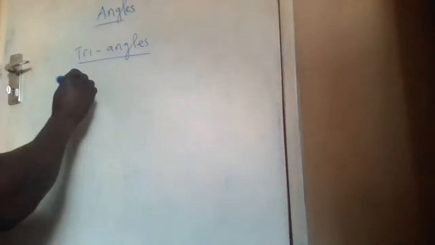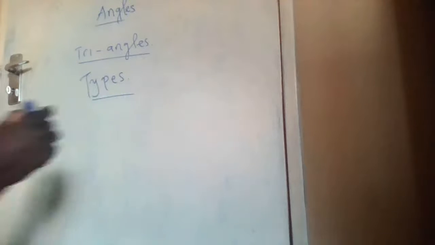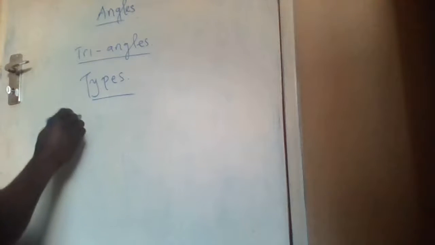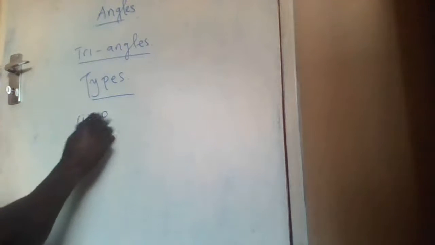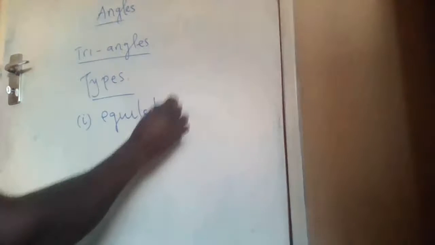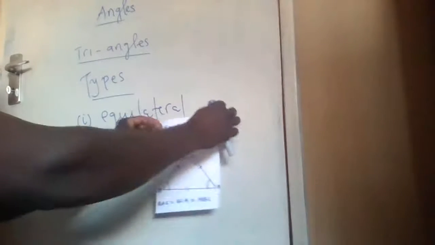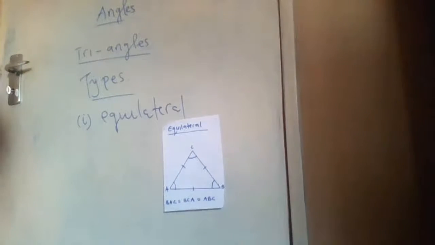Now, these triangles come in types. So the first thing that we need to do is to understand the types of triangles. Type number 1 is called equilateral. Equilateral comes from the word equal. The equilateral is a triangle where all the sides are equal. So this is an example of an equilateral.